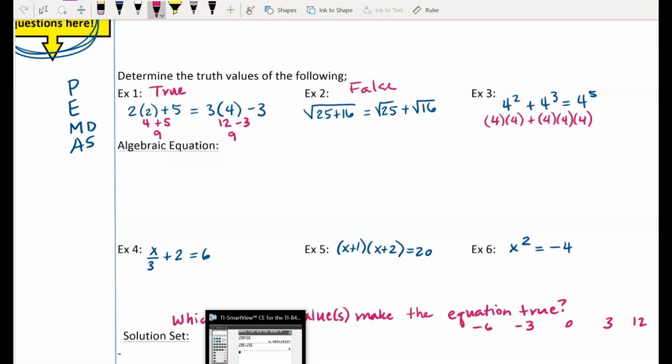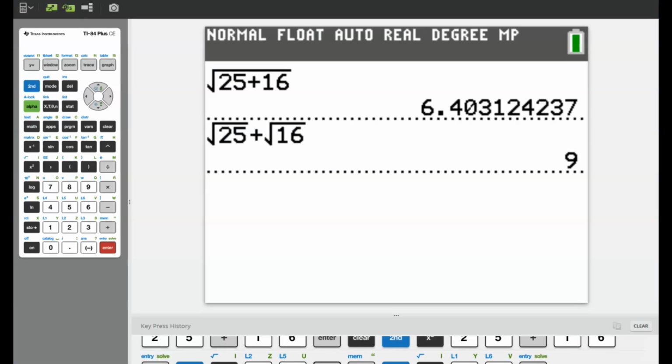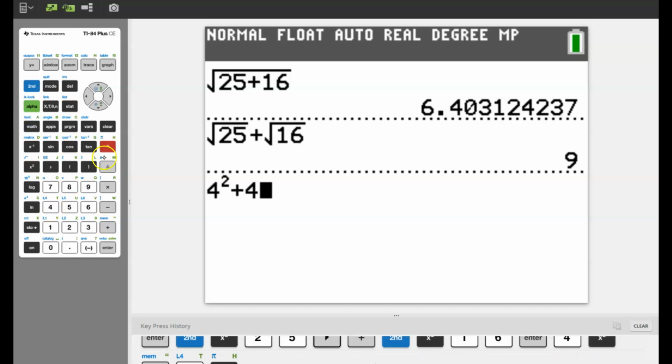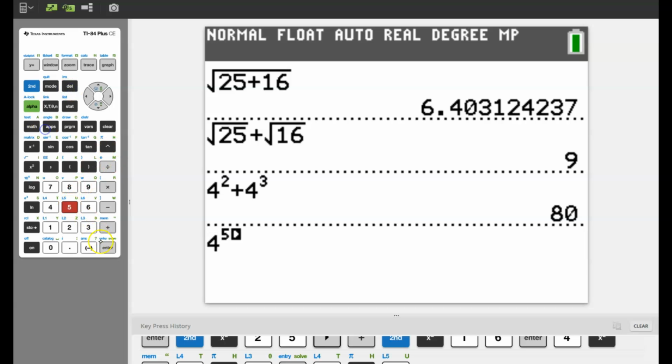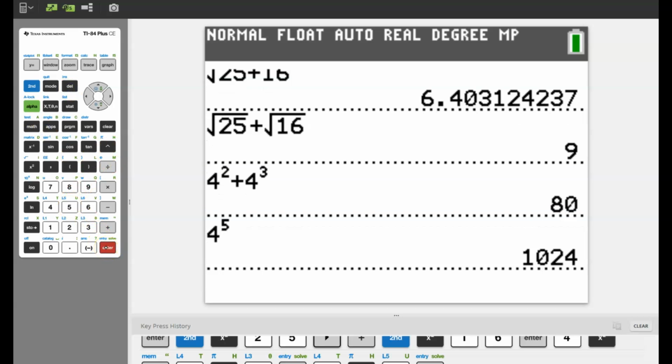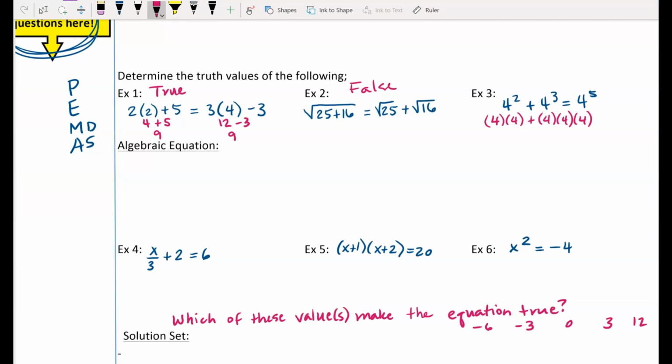Now the calculator can do these for me, so I'm going to type them in like this. 4 squared plus 4 raised to the third power. Make sure you follow those keystrokes. And then I want to know, is that equal to 4 to the fifth power? And you can see that 80 and 1024 are not the same number. So this is another number statement that looks like it might have been true, but it's actually false.